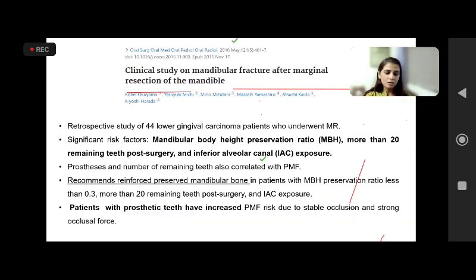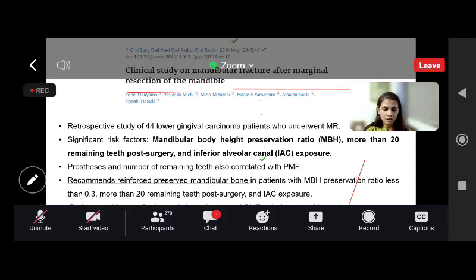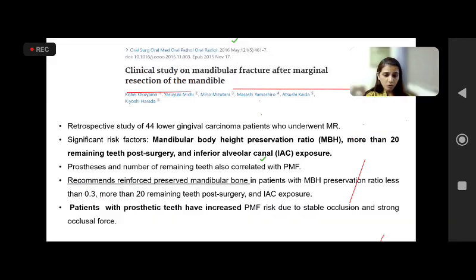So this talks about a mandibular body height preservation ratio, that is the ratio of the mandible resected versus left behind. If the ratio is more than 0.3, if there are more than 20 remaining teeth post-surgery, and if inferior alveolar canal exposure has occurred during marginal mandibulectomy, these are high risk features which could lead to post-op fracture in these patients. This study also said that patients who had prosthetic teeth in the remaining jaw are likely to have more fractures because they have stable occlusion and strong occlusal forces which could fracture the mandible.